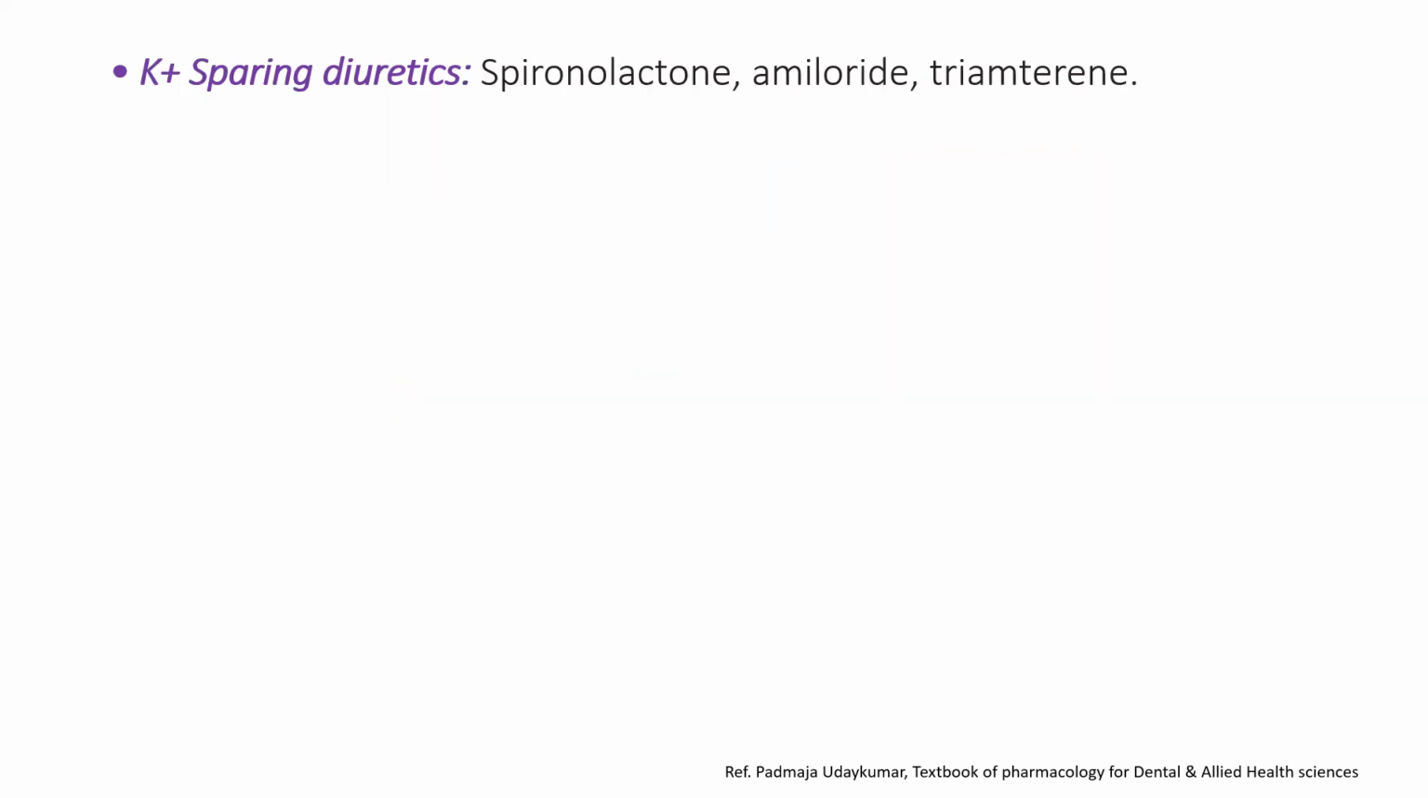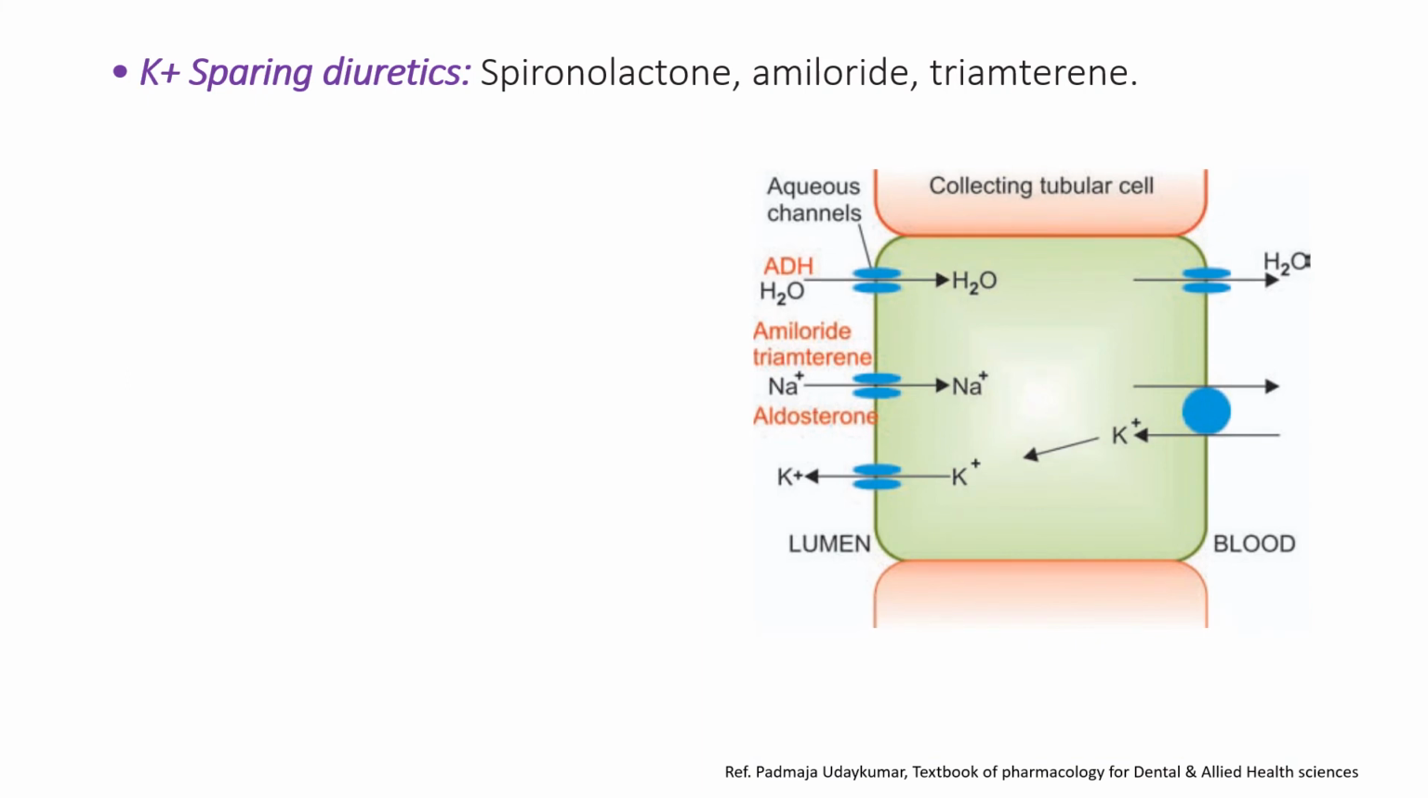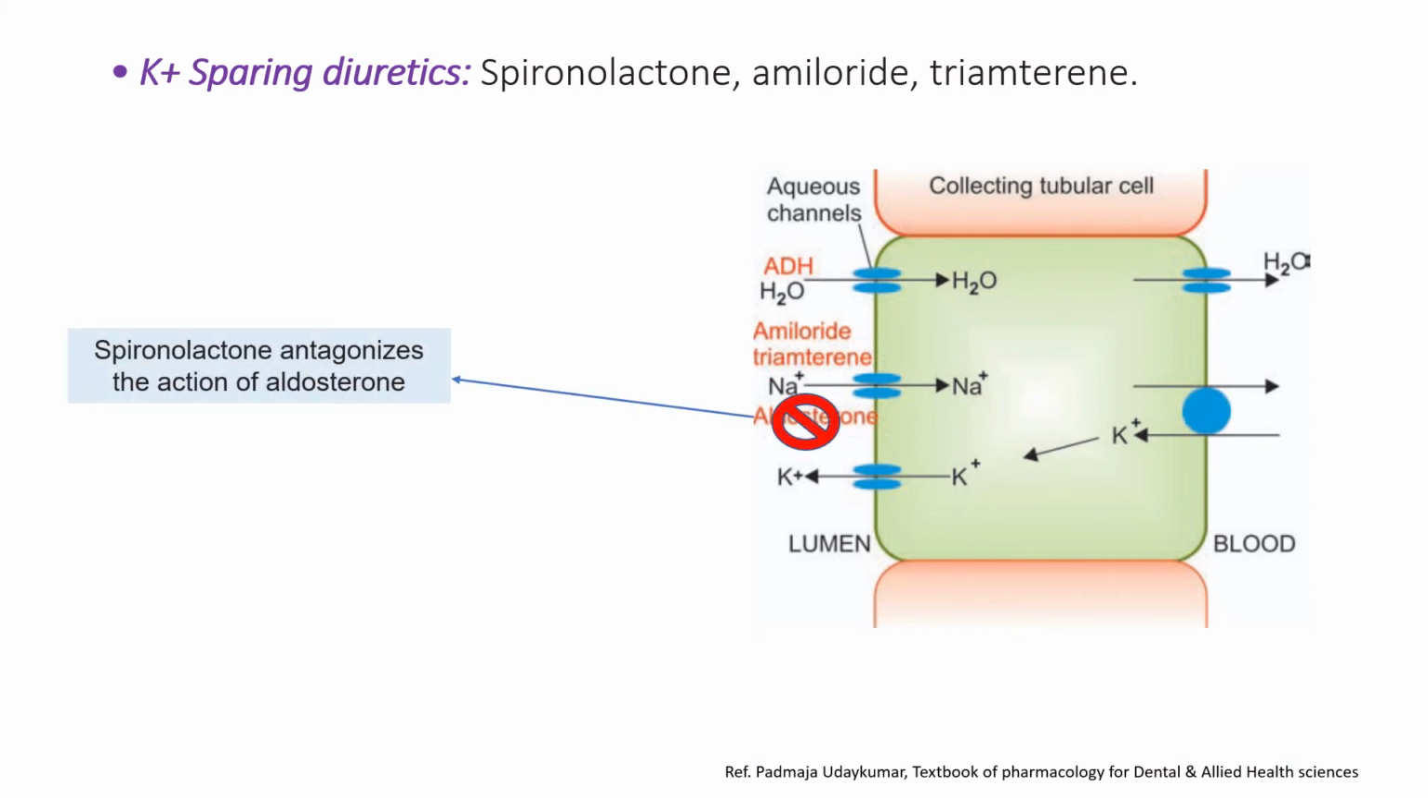Next is the potassium sparing diuretic. Here our drug, like spironolactone, antagonizes the action of aldosterone. Aldosterone is required for sodium and water reabsorption. So if aldosterone is blocked, sodium will not be reabsorbed, and its excretion occurs, and whenever there is excretion of sodium, excretion of water also occurs, and thereby it reduces the blood volume and ultimately the blood pressure.